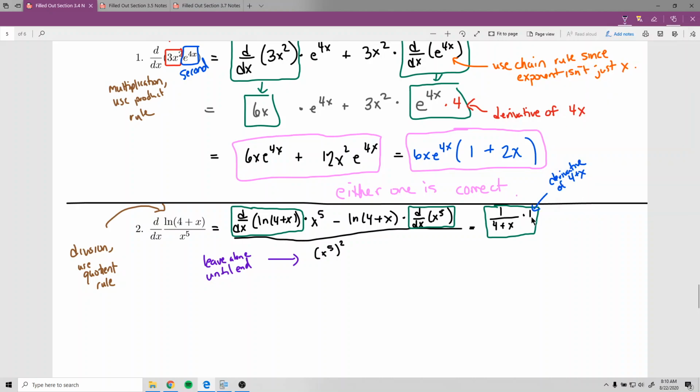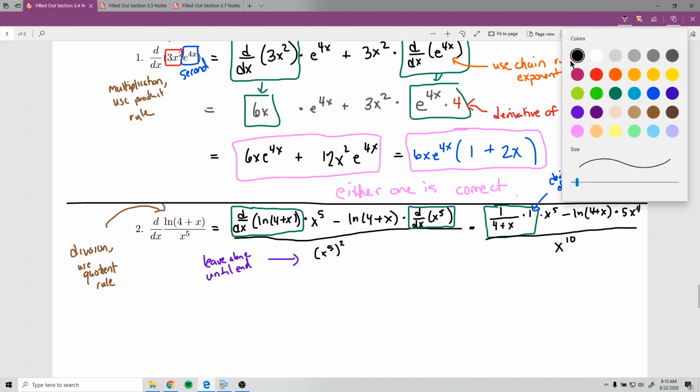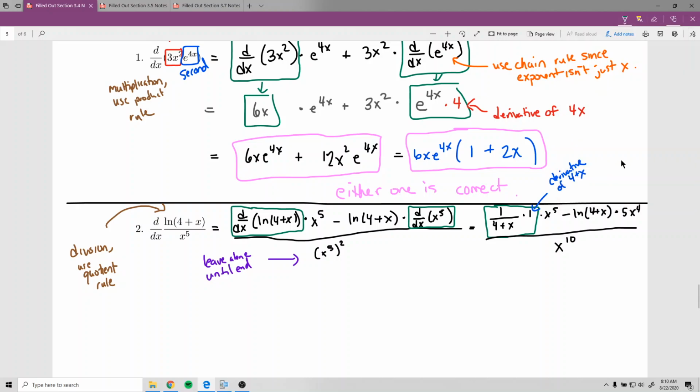All right, then we multiply this by x to the 5th minus the natural log of 4 plus x times the derivative of x to the 5th. That's just our ordinary power rule. That's 5x to the 4th. And then we divide it by x to the 5th squared. This is something we multiply the exponents and we get x to the 10th. Go ahead and box that in.